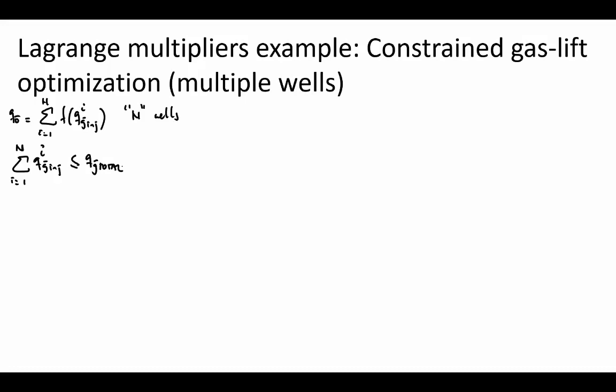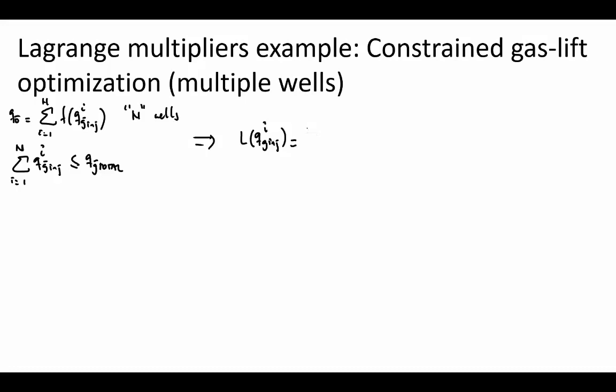Okay, we have the sum of oil, the total oil rate is how much each well is producing, and each well has its own performance curve, which looks convex, and then we have this constraint that the total amount of gas injected, gas lift injected, should be less than the total. Okay, so then we use the same method. We create a Lagrange function that depends on Q gas I.